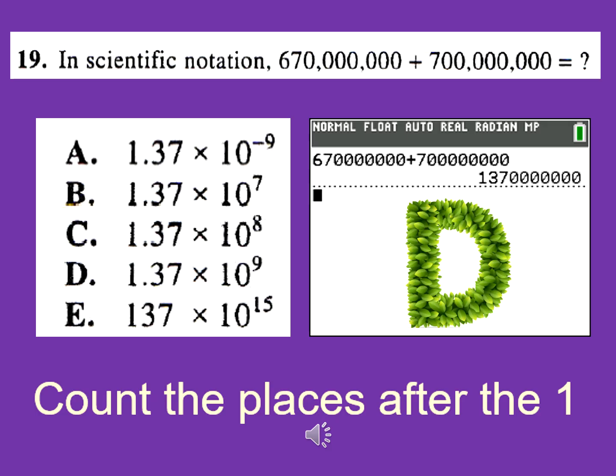The wrong answer people often give is they'll end up just counting the zeros, which would give you B, but again, it's how many total places there are after the 1.